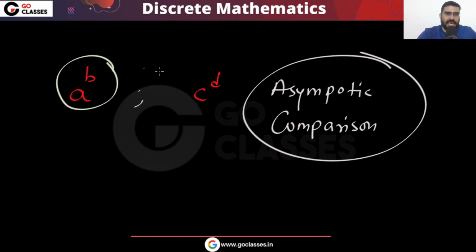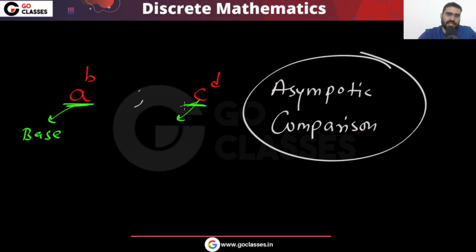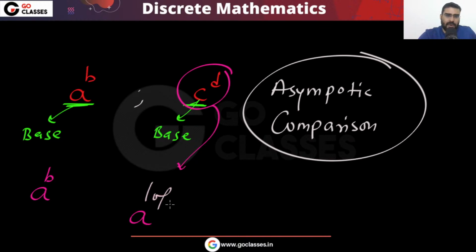Now, for example, take a power b and c power d. Here the base is a, and here the base is c. You can make their bases the same. Write c as a power log base a of c, so c power d becomes a power log base a of c, all raised to d. Now you can easily compare. This is a very nice way, correct?